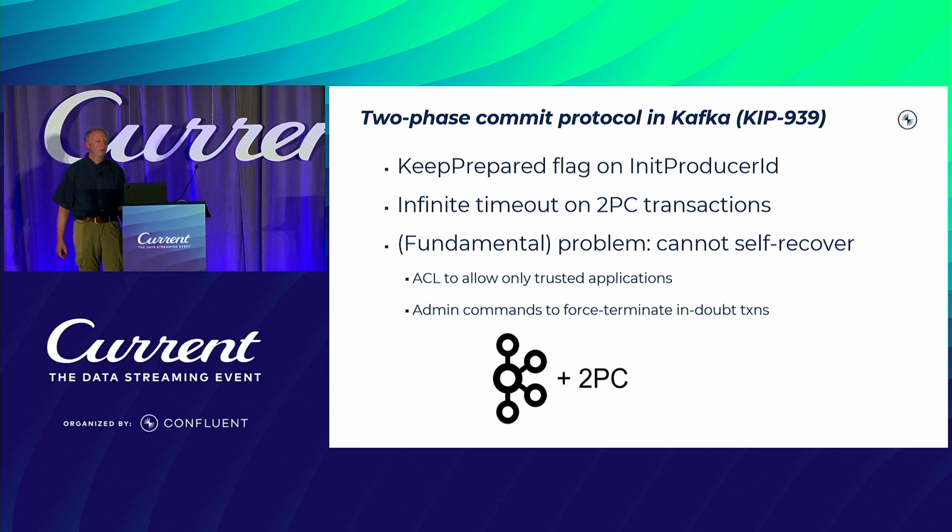So to mitigate this problem, we also introduce a couple of changes. One is that we have a special ACL so that admins can only allow trusted applications to run two-phase commit, so that they can make sure that the application is available and cleans up after itself, and they can communicate to the application owner if they need to resolve any in-doubt transactions. And then we also introduce break-glass functionality to force terminate in-doubt transactions if the Kafka admin actually talked to the application and figured out that the transaction needs to be aborted. And so this slide pretty much is what KIP-939 is in a nutshell.